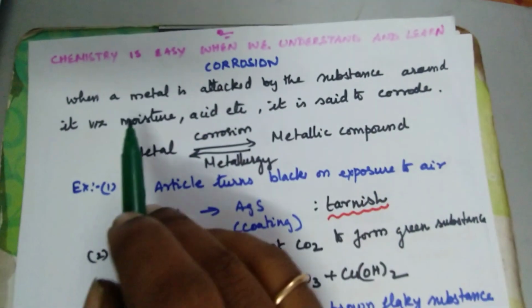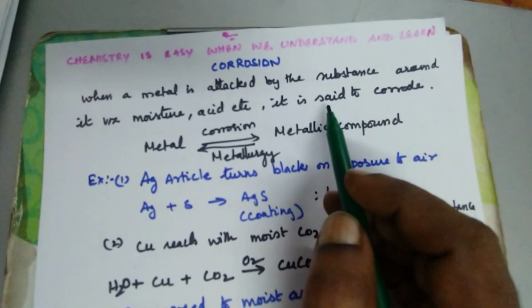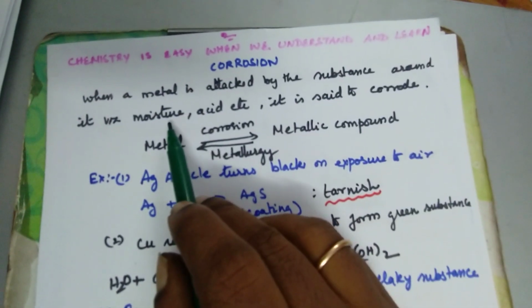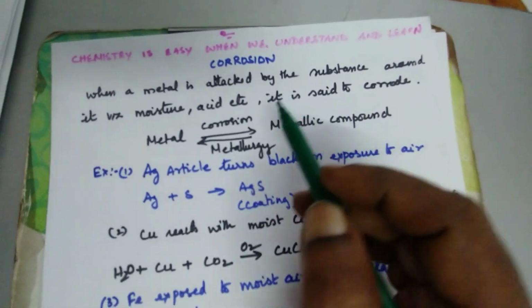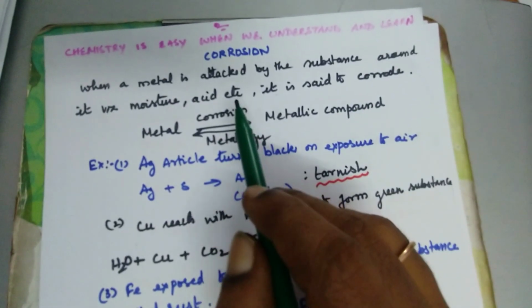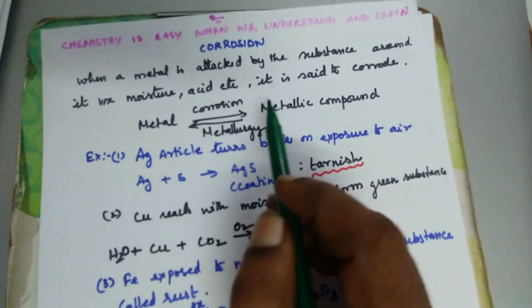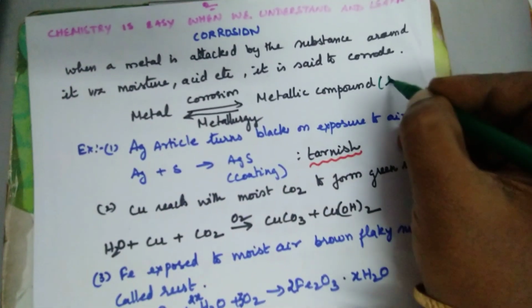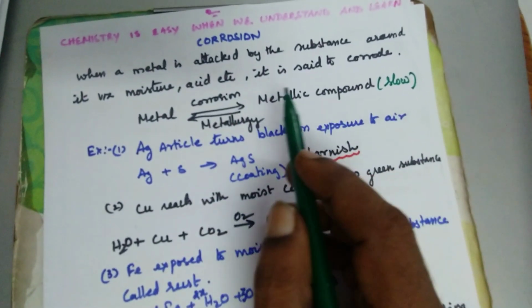So what is corrosion? When a metal is attacked by its environment, surrounding materials, surrounding chemicals, just like moisture, acid, etc., it is said to corrode. It is said to corrode means it turns into its metallic compound. If a metal is turning by nature into a metallic compound slowly, then we say the metal is corroding. So metal undergoes change to form metallic oxide. The process is very slow, and then we call it corrosion.